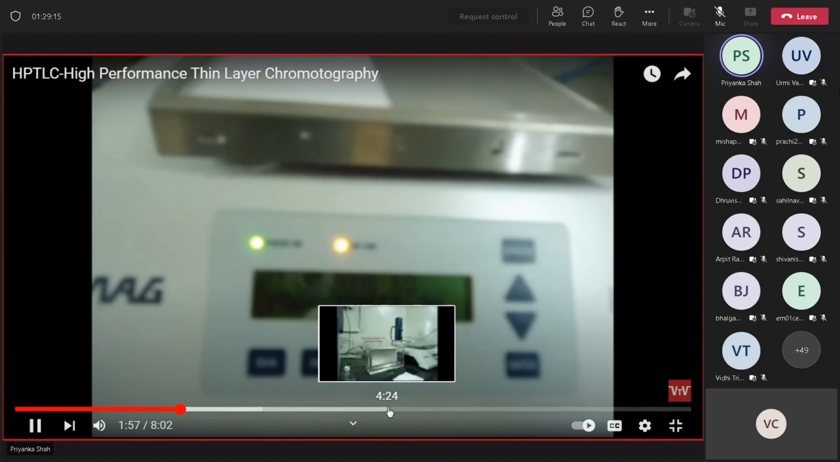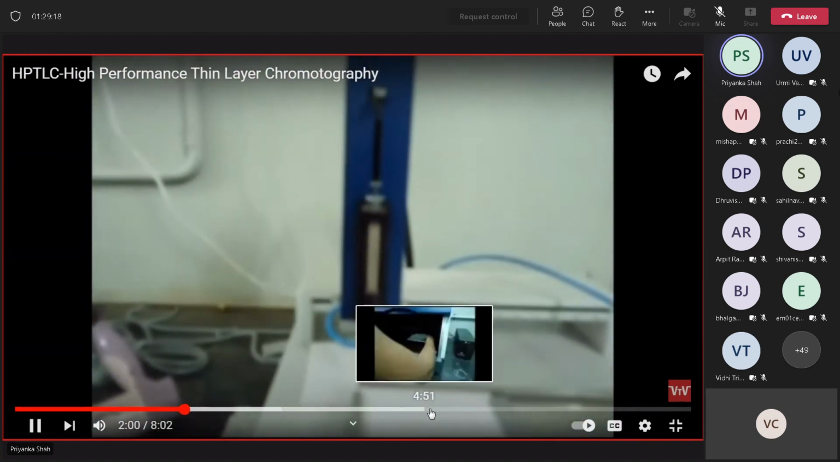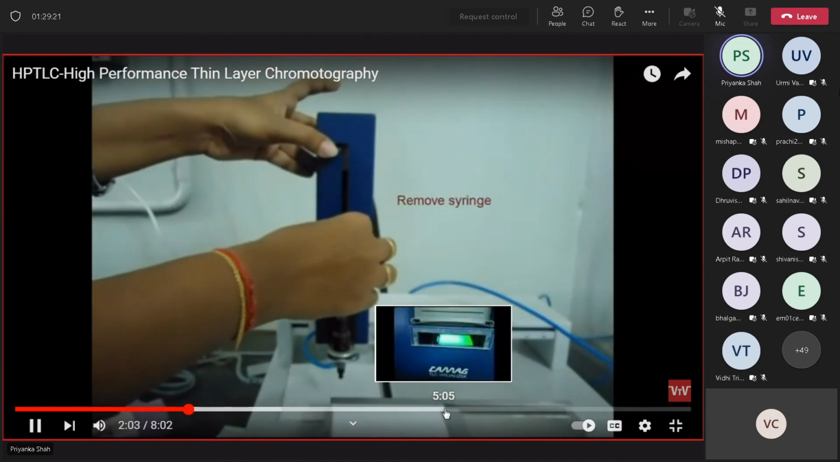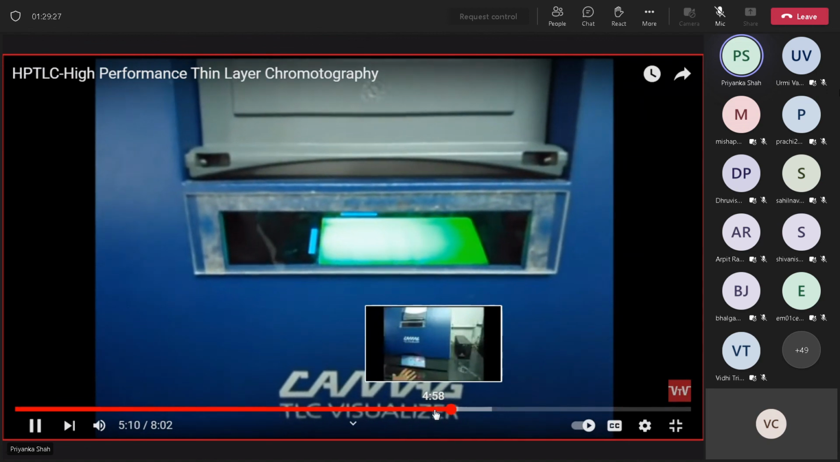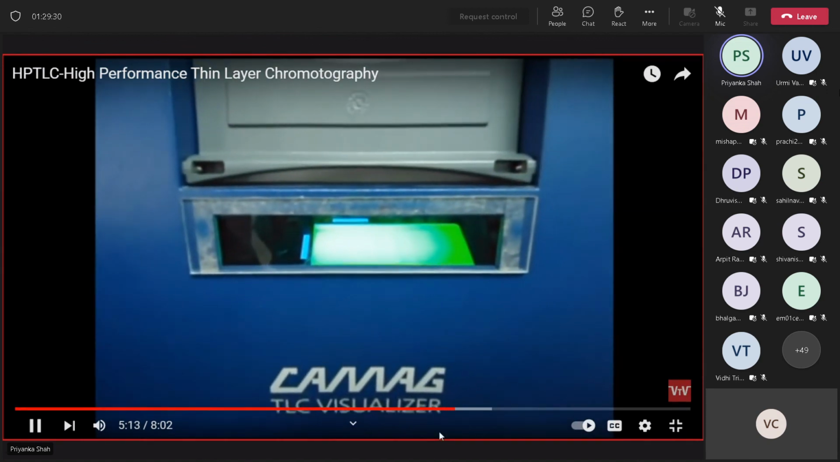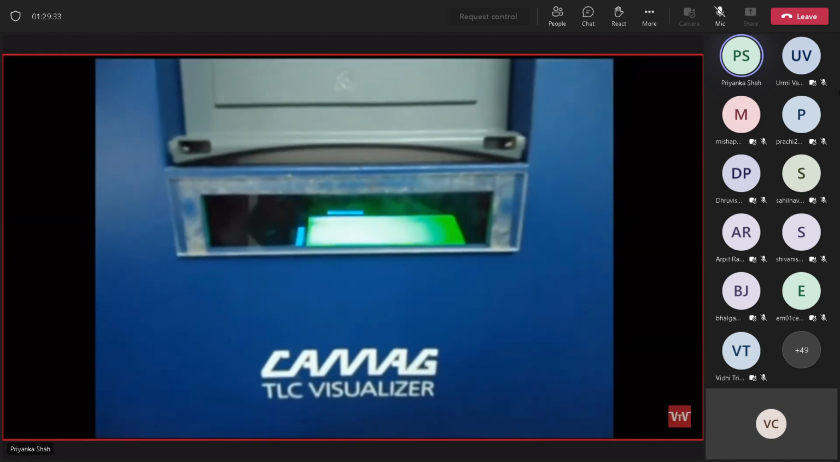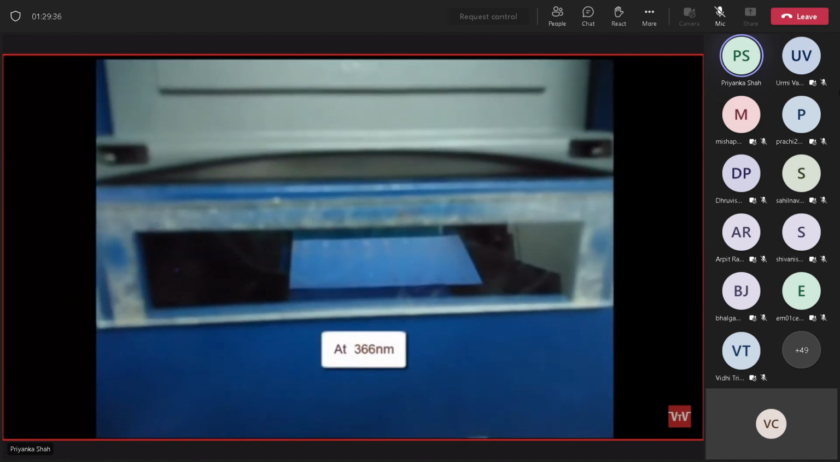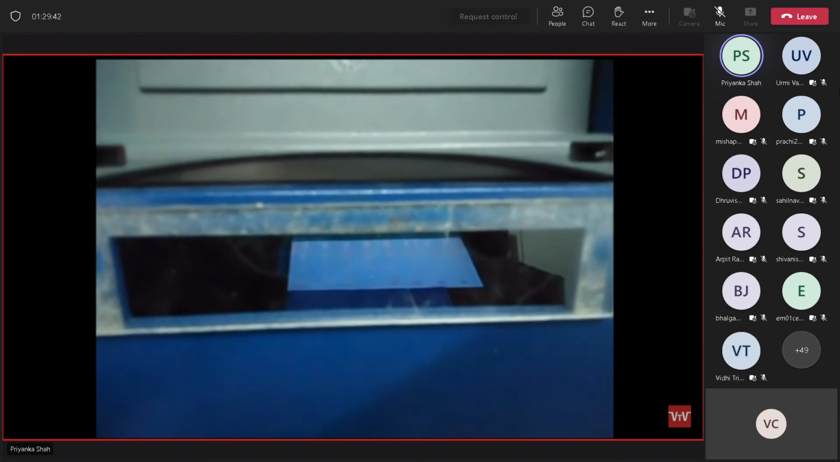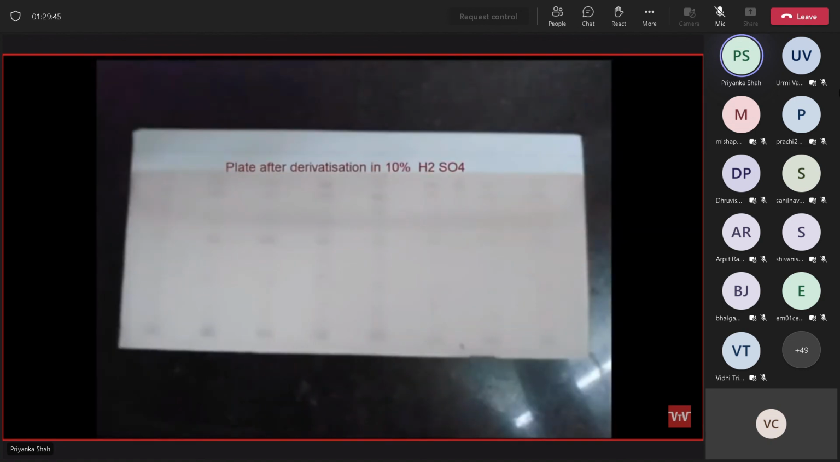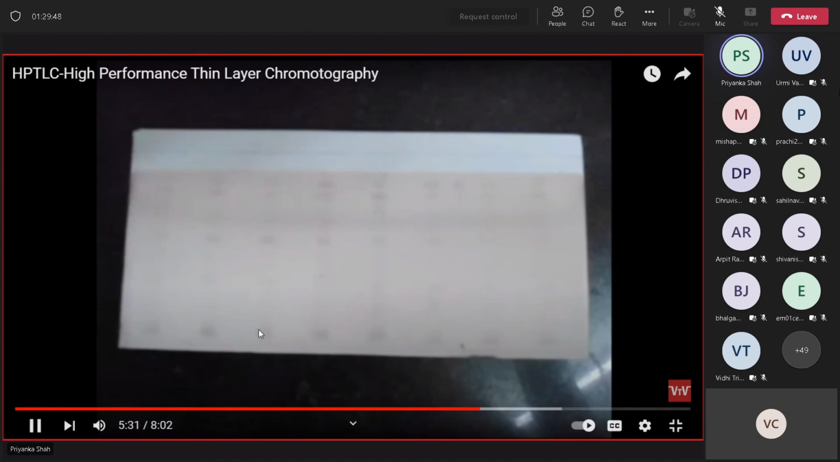After it reaches the park position, remove the injection. Essential oil components will evaporate. Keep it in the visualizer at 254 nanometer. Then at 366 nanometer. If the sample is of non-UV observing type, it should be immersed in H2SO4 for derivatization, but it should not exceed 10 seconds. And again air dry. The bands appear.